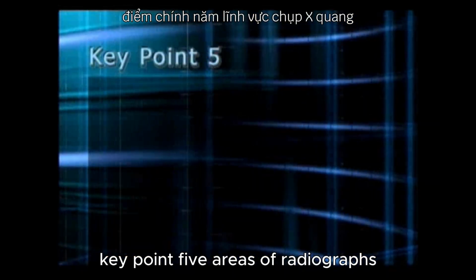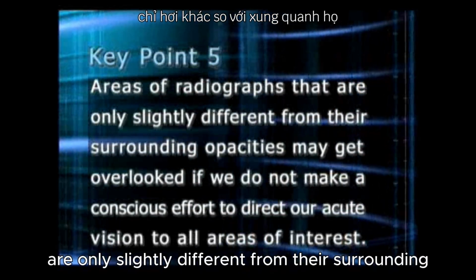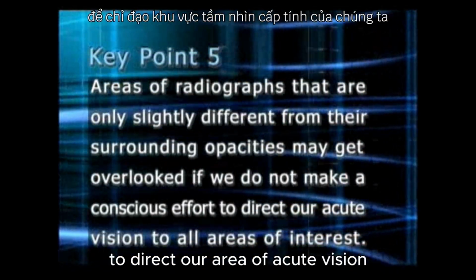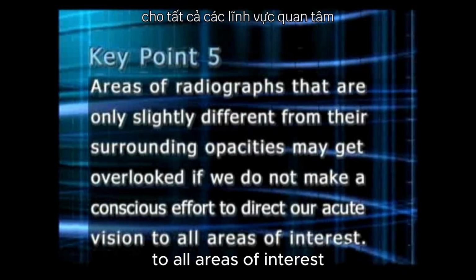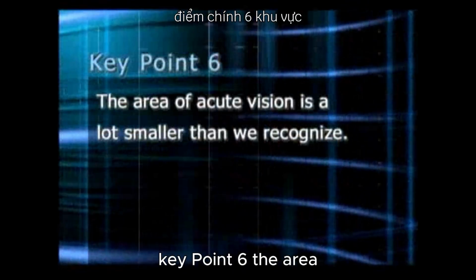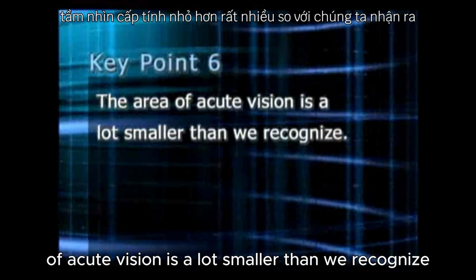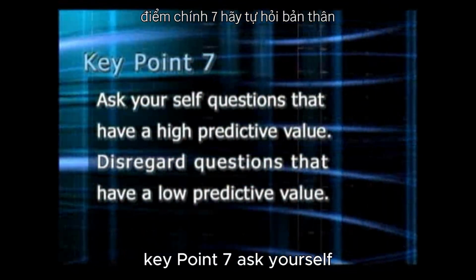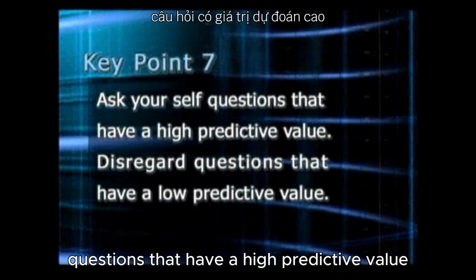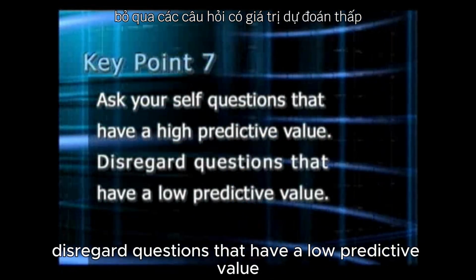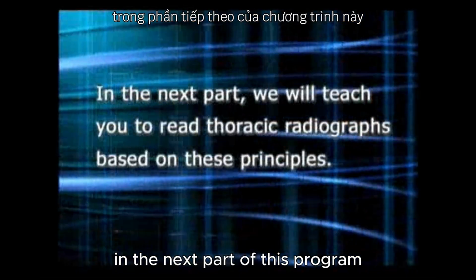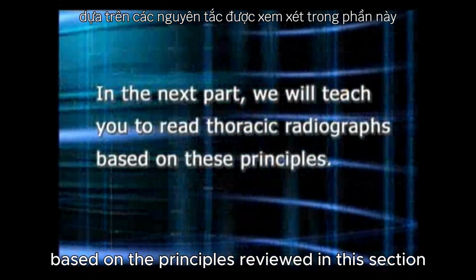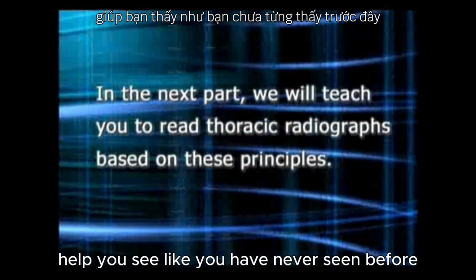Key point 5. Areas of radiographs that are only slightly different from their surrounding opacities may get overlooked if we are not making a conscious effort to direct our area of acute vision to all areas of interest. Key point 6. The area of acute vision is a lot smaller than we recognize. Remember the dime. Key point 7. Ask yourself questions that have a high predictive value. Disregard questions that have a low predictive value. In the next part of this program, we will teach you a strategy to read thoracic radiographs based on the principles reviewed in this section and, hopefully, help you see like you have never seen before.